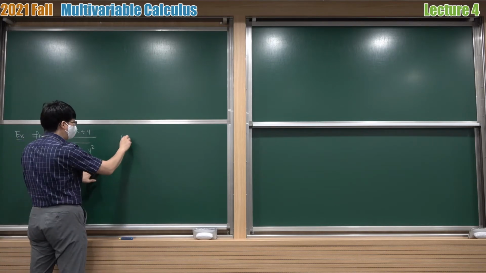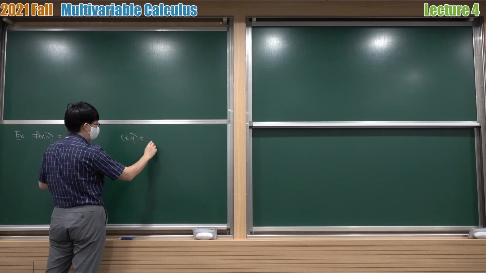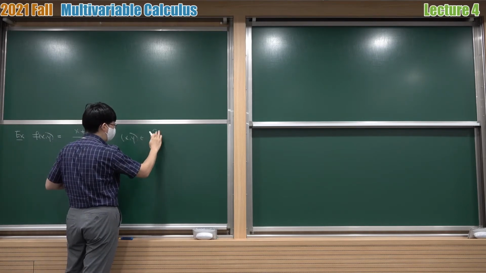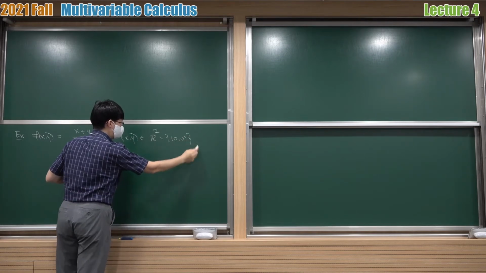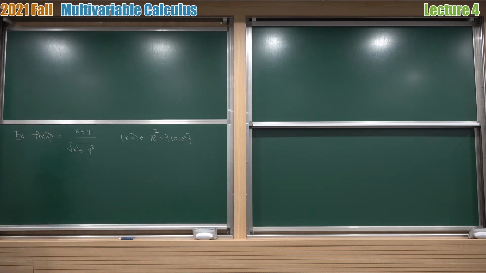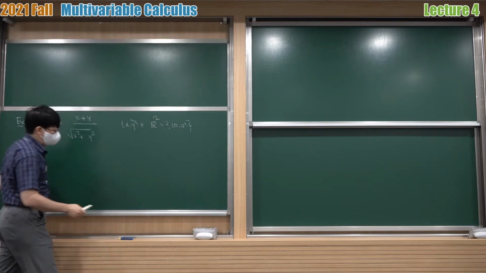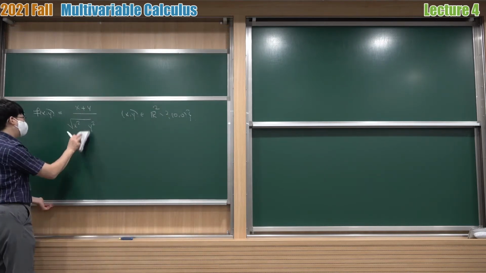So let's say my domain is the entire two-dimensional plane except (0, 0). So I just omitted one point from the domain. So I can calculate my value of the function except for the origin. So I can draw the graph for almost the entire plane. So what's going to be the graph of this kind of function?